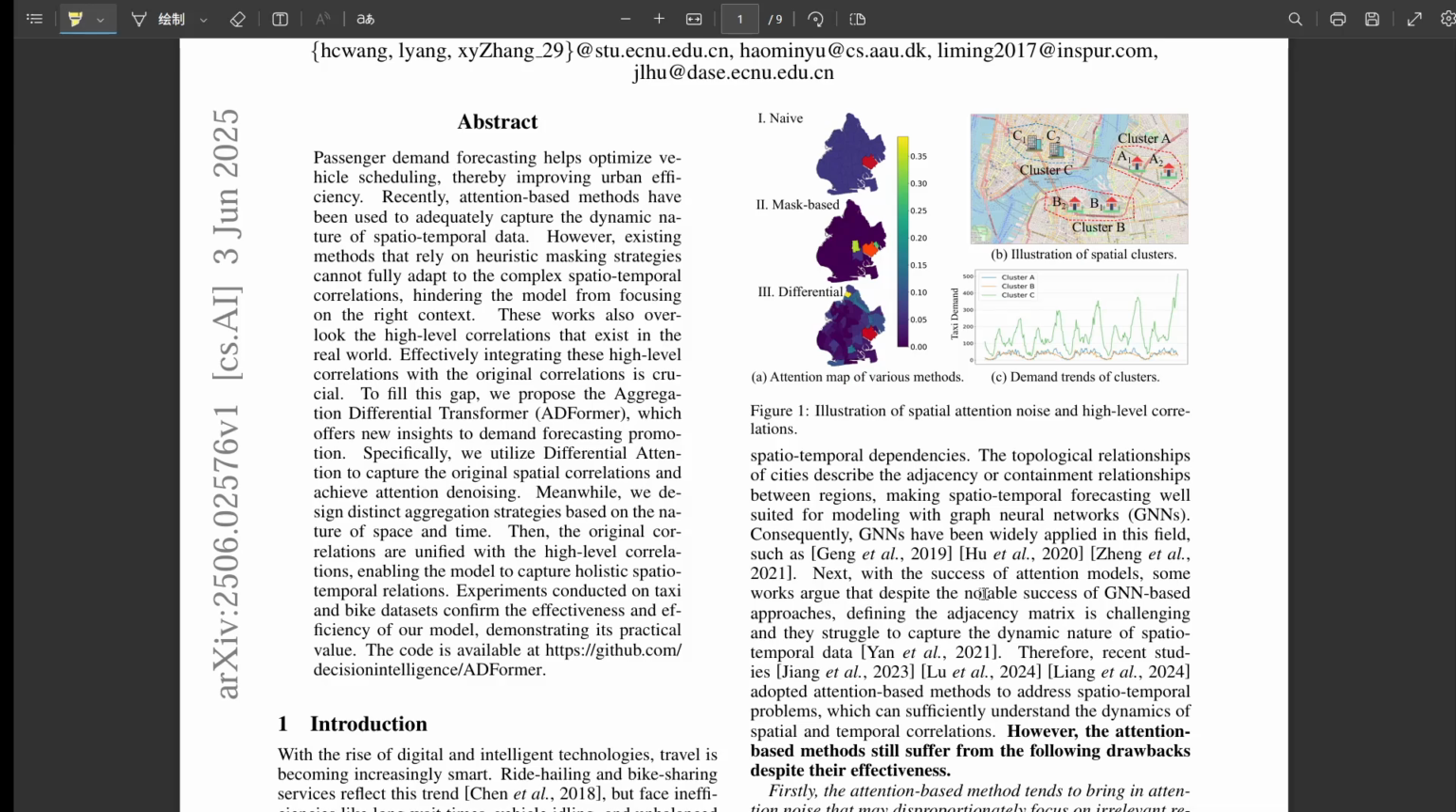Precisely. And that's the core philosophy driving ADFormer. It's explicitly designed to hit both those points. It introduces new ways to reduce that attention noise, especially spatially where you have lots of regions, and it has specific components to capture those high-level spatio-temporal correlations. Okay, this is exciting. Let's unpack these innovations. How does it clean up that noisy spatial picture first?